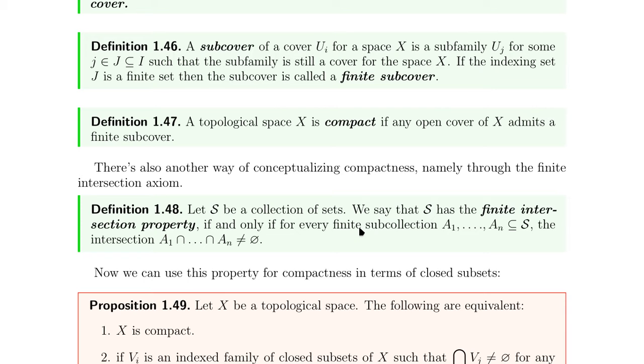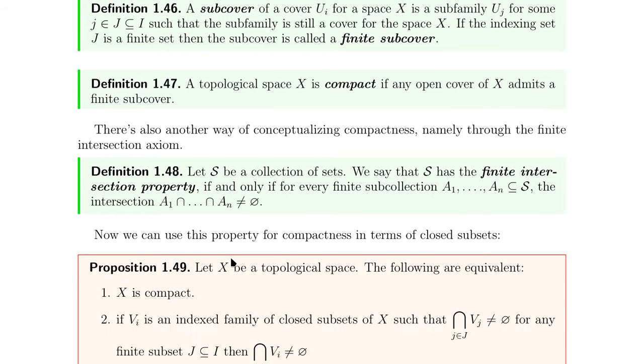Now you can define compactness in another way, namely through the finite intersection property or axiom, which is this. If you have a family of sets, then you say that this family has the finite intersection property if and only if for every finite subcollection of this family, the intersection of the members in this subcollection is non-empty, right? So it's not equal to the null set, and that's your finite intersection property.